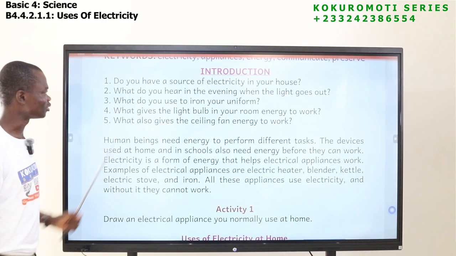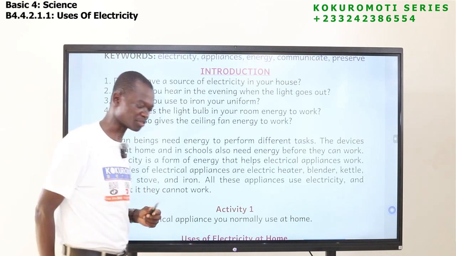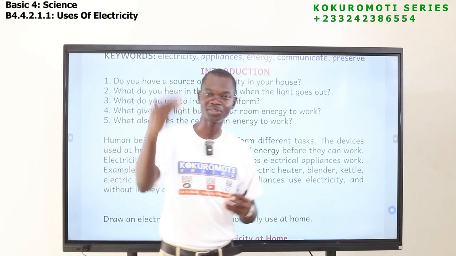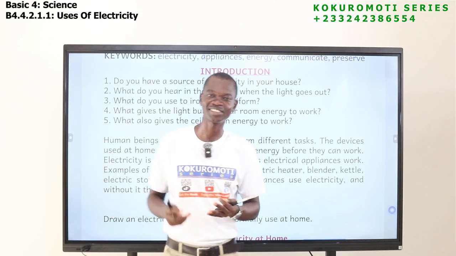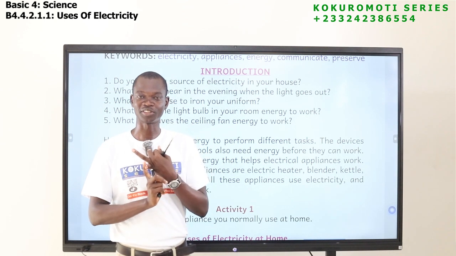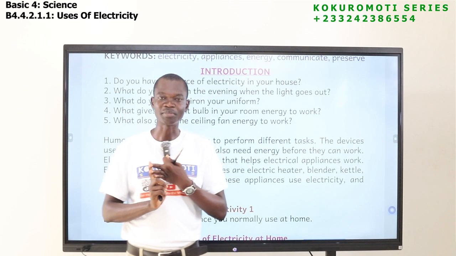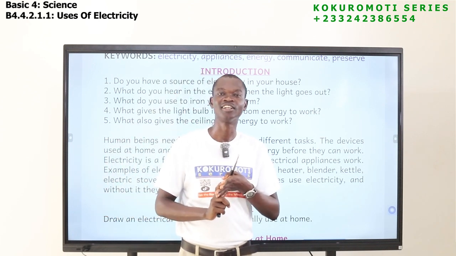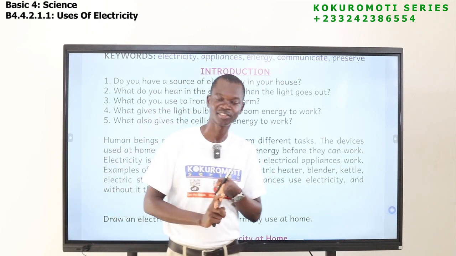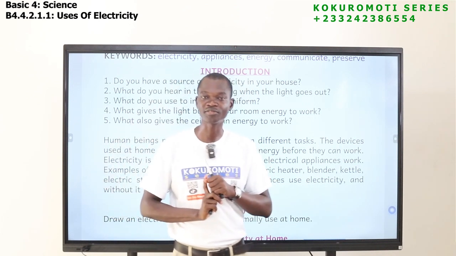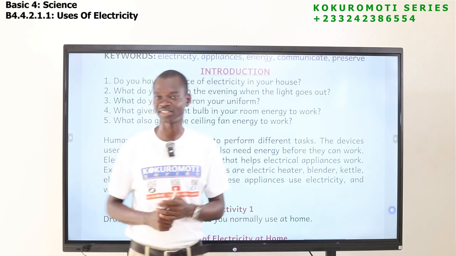Now I have some questions for you. What are the uses of electricity? What do you use electricity for in the house? Do you have electricity? You said yes. So what are the things that you use electricity for? You use it to iron your uniform, right? To watch television, to turn on the bulbs. To power your fan. To charge your mobile phone. What again? So you see, electricity has so many uses.